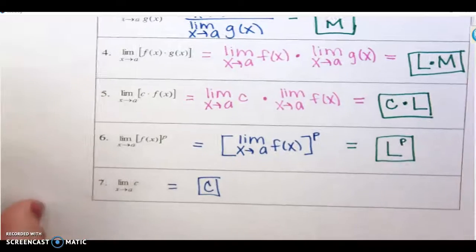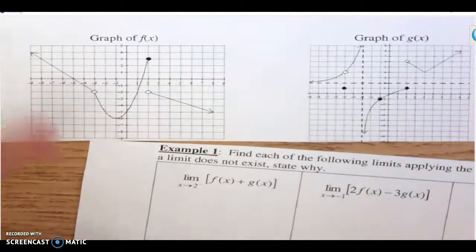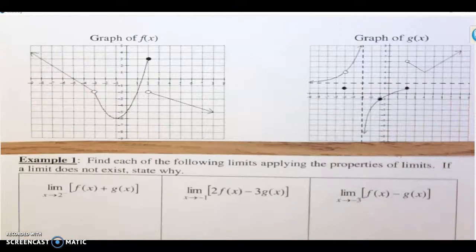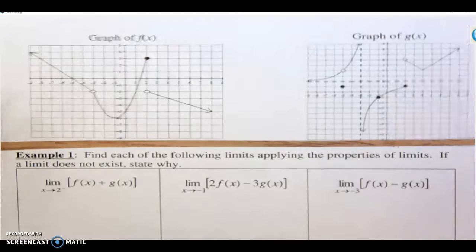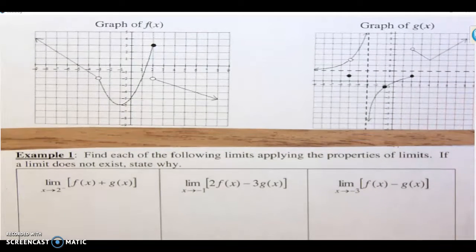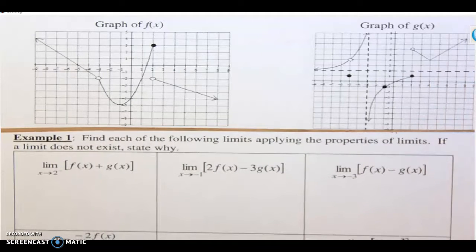And now we're going to look at how we find these properties. So we have some graphs to look at. And I cut and pasted this, so I hope it'll be easier to see. So for our first example here, it says the limit as x approaches -2 from the left of f of x plus g of x.